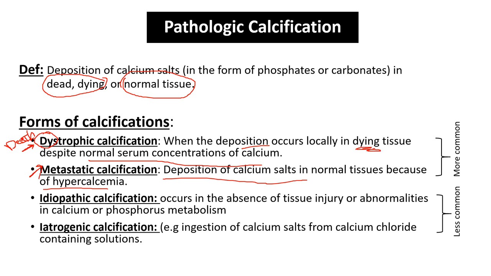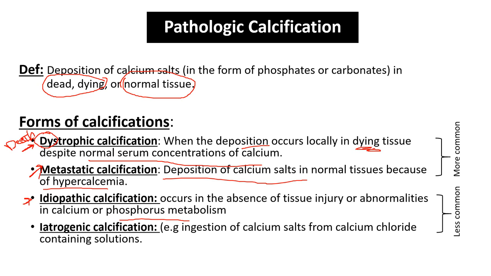The third one, and this is rare, is idiopathic calcification, which means you don't have either dying tissue and you don't have hypercalcemia. So this is usually named idiopathic because you don't know the etiology or the cause. It occurs in absence of tissue injury or abnormality in calcium and phosphorus metabolism.